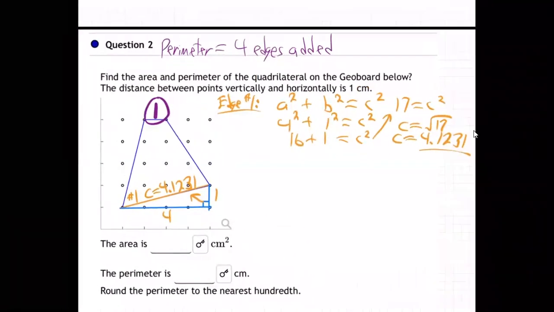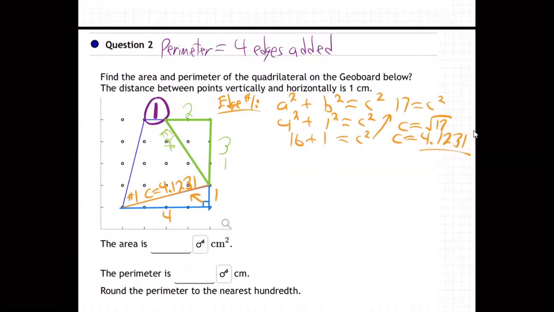And now we've got to do edge number 2 right down here. I've got to find this edge right here. To find that edge, I'm going to do this little triangle right here. I'm going to say, okay, this is 2. Count the jumps, 1, 2 jumps, and count the jumps, 1, 2, 3. 2 by 3. And so that's the Pythagorean theorem also.